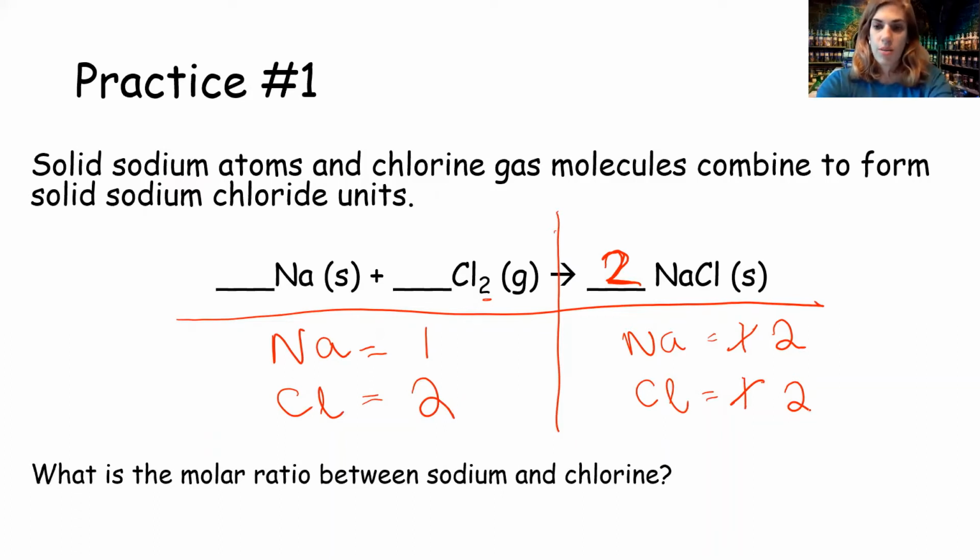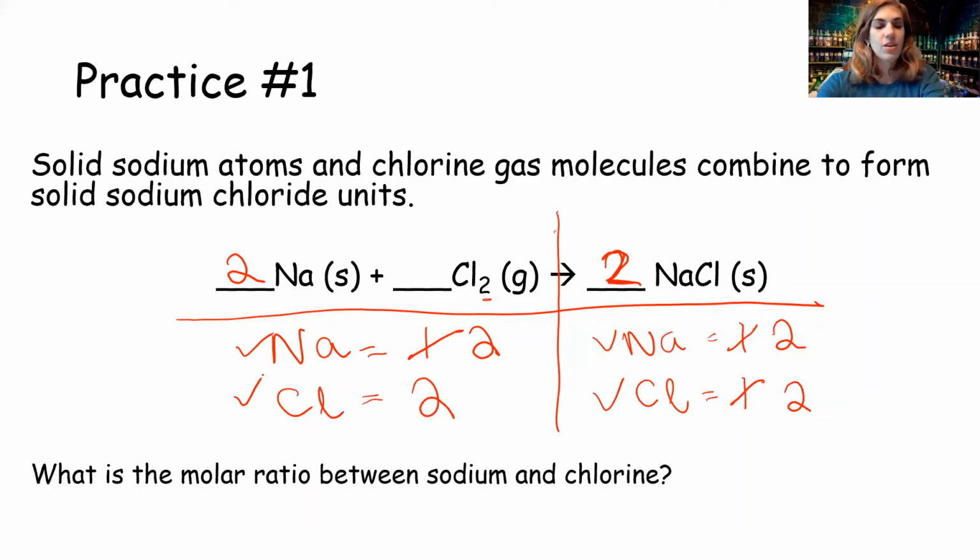Since I have 2 sodiums now on the right, I'm going to put a 2 coefficient on the left, which changes this to 2. And look, now it's balanced. 2 and 2, 2 and 2.